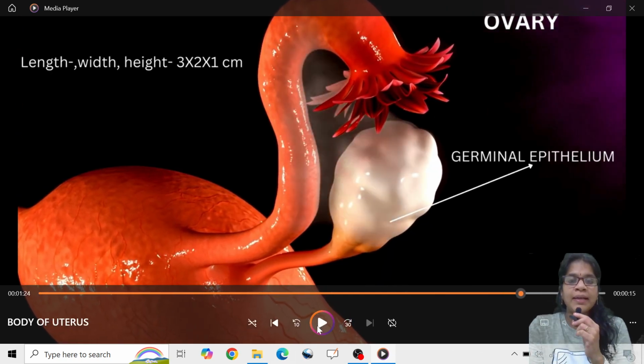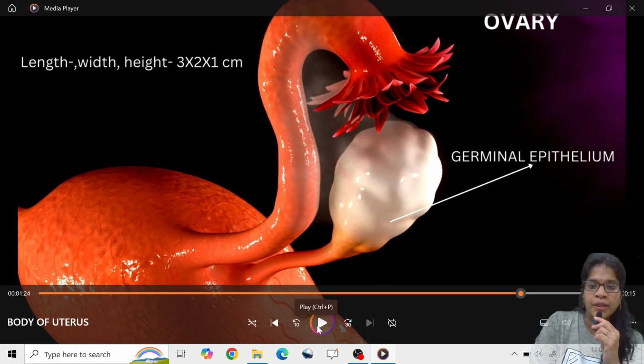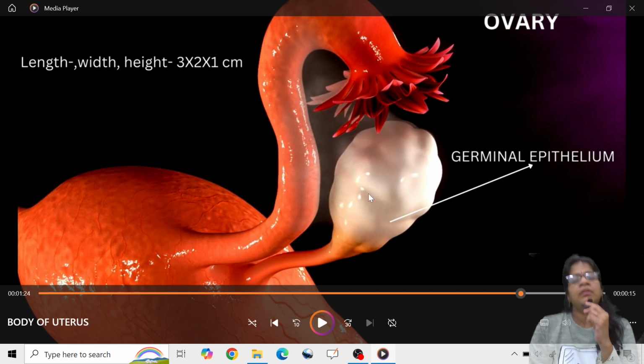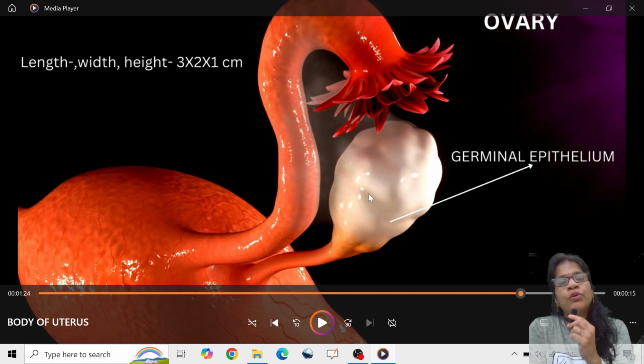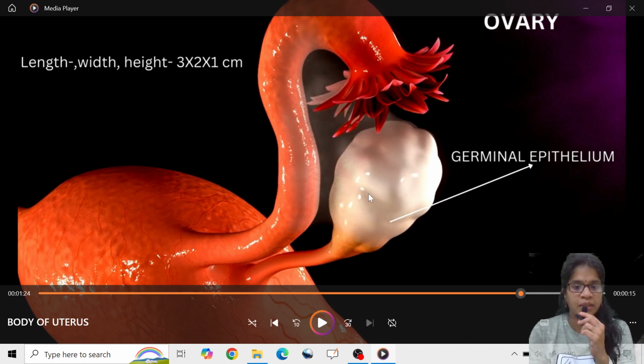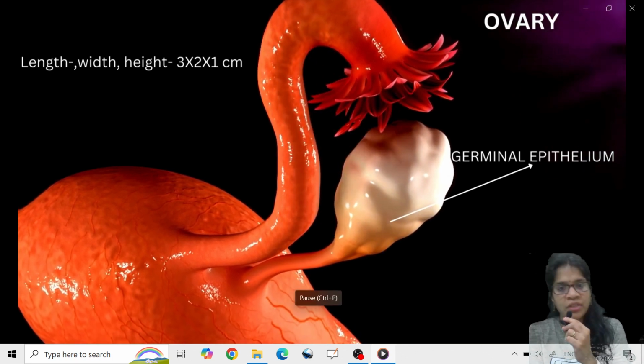Okay, and see, when you talk about the ovary, I'm talking about the size of the ovary here. The length, the width, and the height of the ovaries generally range between 3 into 2 into 1 centimeters. It's general information that I'm giving you. And the epithelium, the cells that line your ovary, are called germinal epithelium. Okay, so these are the simple questions that they may ask you in NEET and all.